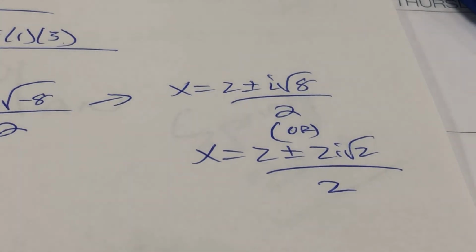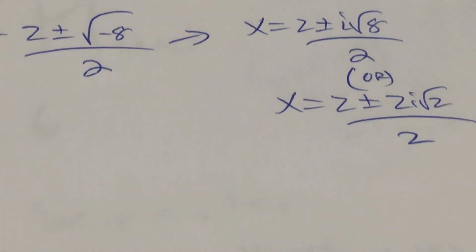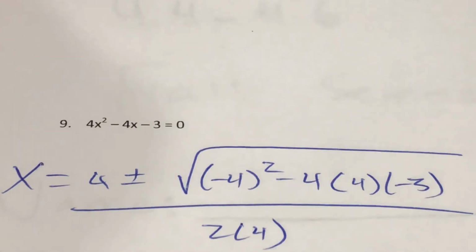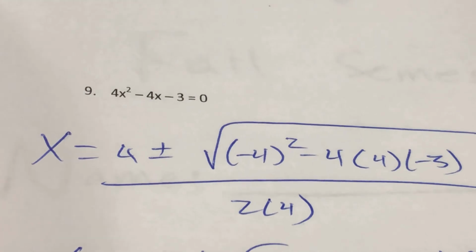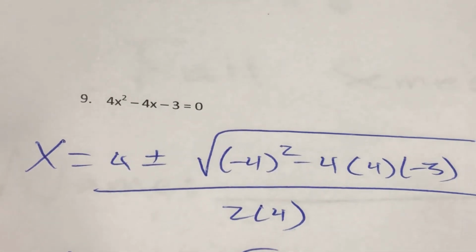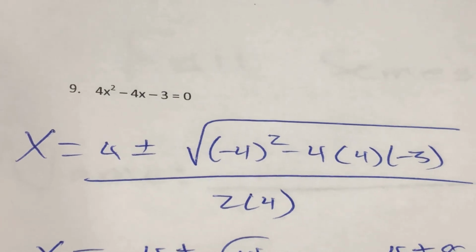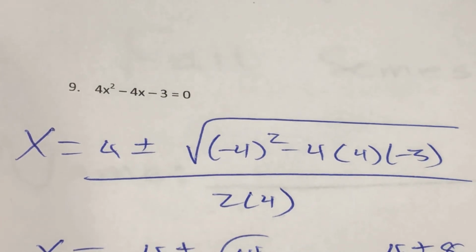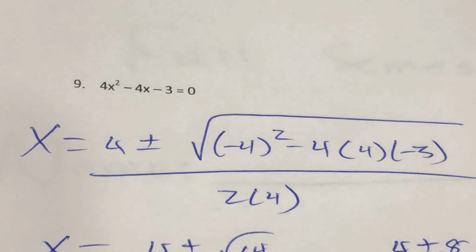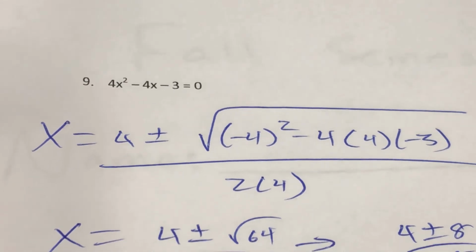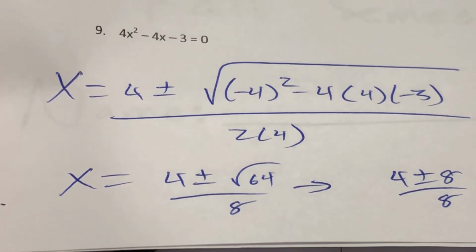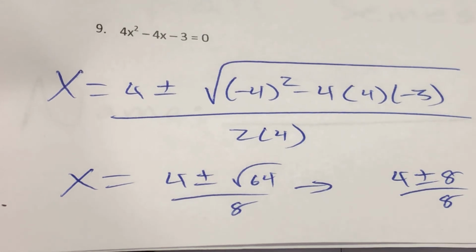Lastly, numbers 6 and 8, you're going to use the quadratic formula. On number 9 here is an example. You're probably going to use the quadratic formula. That's why I'm doing it here, but it can factor. So the opposite of b plus or minus the square root of b squared minus 4ac all over 2a. So 16 plus 48 is 64. So you have 4 plus or minus the square root of 64 over 8.